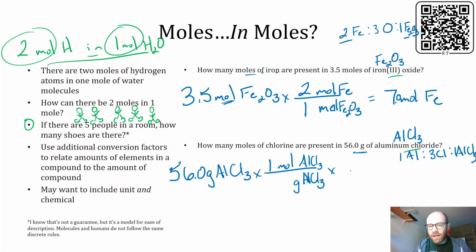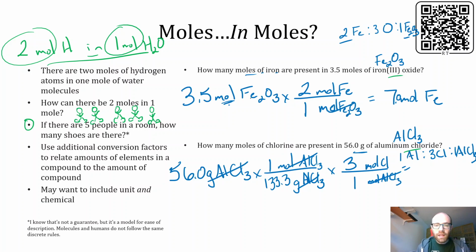Again, just like the previous problem, we're going to have our moles of compound on the bottom, and our target is just moles of chlorine. So from our numbers, this is going to be a 3 and a 1, and then I'll really quickly calculate 133.3 grams, and then calculate out. And our final answer here is 1.26 moles of chlorine atoms.